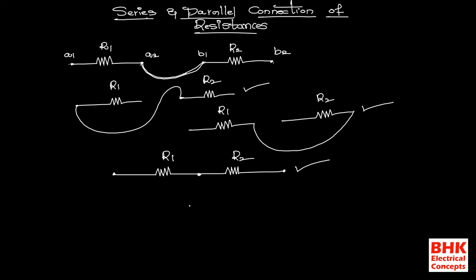Now, for example, I am taking three resistances. This is R1, this is R2. From the middle point of R1 and R2, I am taking another resistance like this, that is resistance R3. Now we can say that without placing this R3 between R1 and R2, like this, R1 and R2 are connected in series.